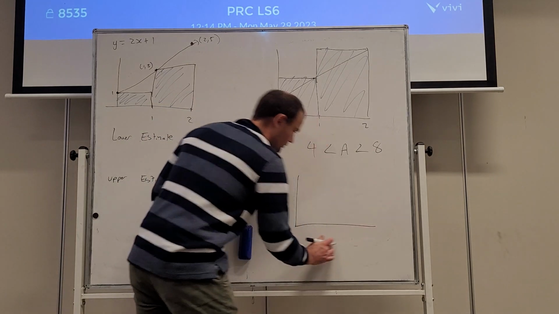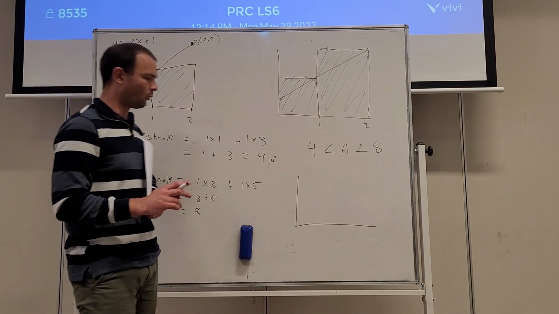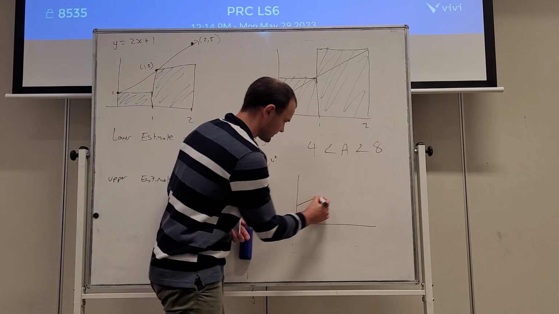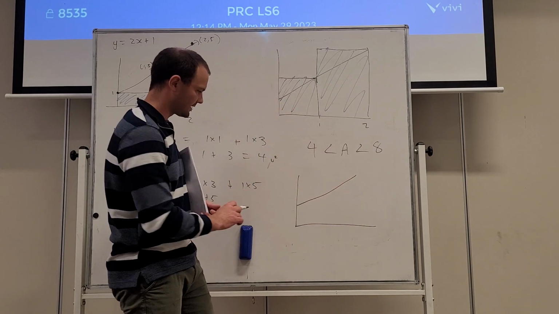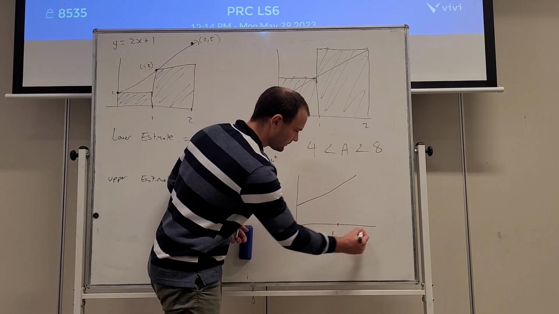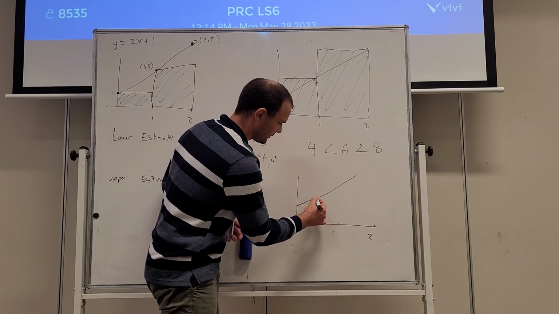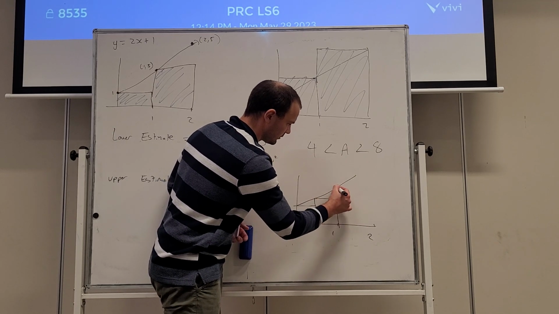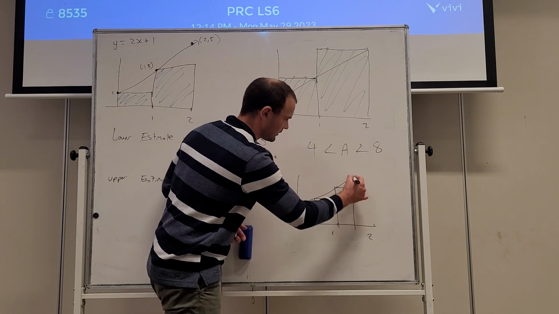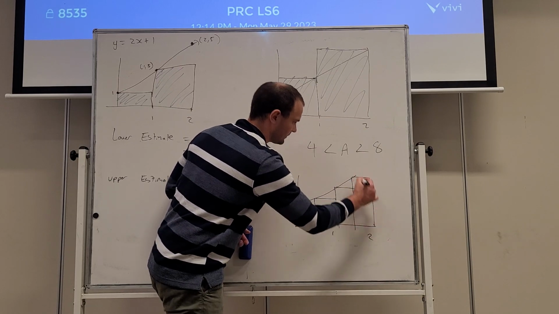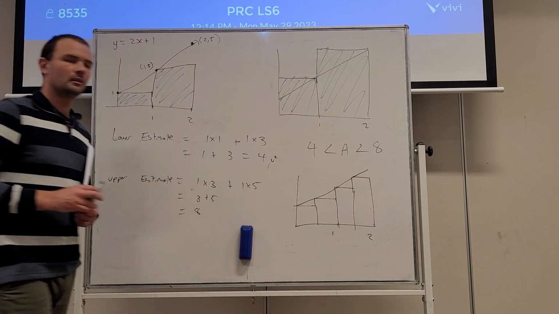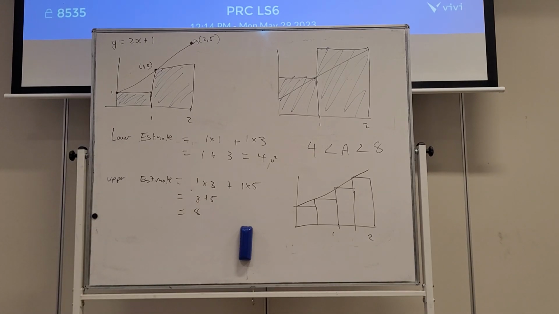If I was to use, let's just double it and say 4 upper rectangles, or 4 lower rectangles. So here's 1, here's 2. We would have that one, that one, that one, and that one. Okay, then we can see something.